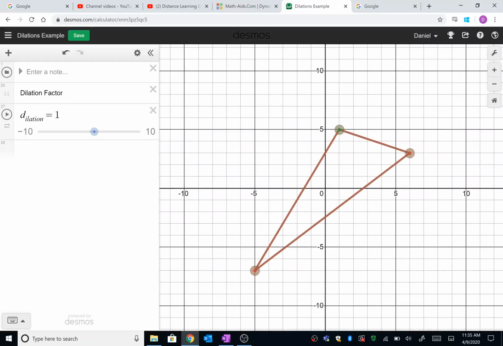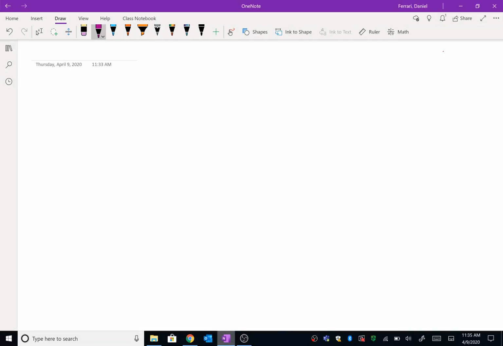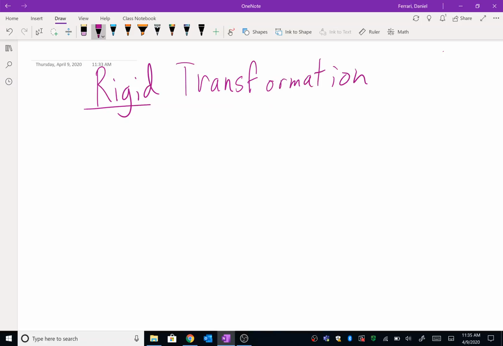The reason why we didn't talk about it with the other ones is that technically dilations fit into a different type of transformation. All the ones we've done so far are what are called rigid transformations. Basically, all rigid transformations means is that the shape we moved around, whether it was a slide in a translation, a flip in a reflection, or a spin in a rotation, stayed congruent. Okay, and that's going to be a key word for us today.